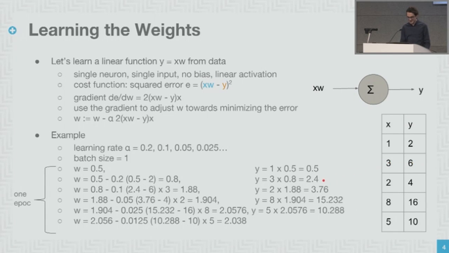And then we plug that in, and then we compute the error again, the gradient of the error, and then update our weight again. And the learning rate is also reducing here. So after just a few iterations, you see that the weight becomes almost 2, which is the underlying function here, y equals 2x. So this is called one epoch, going over the entire set of data once. This is usually done several times until convergence.